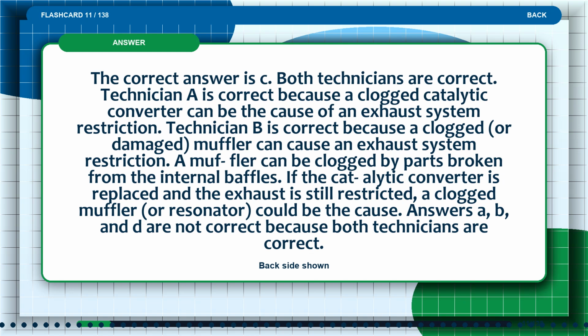The correct answer is C. Both technicians are correct. Technician A is correct because a clogged catalytic converter can be the cause of an exhaust system restriction. Technician B is correct because a clogged or damaged muffler can cause an exhaust system restriction. A muffler can be clogged by parts broken from the internal baffles.